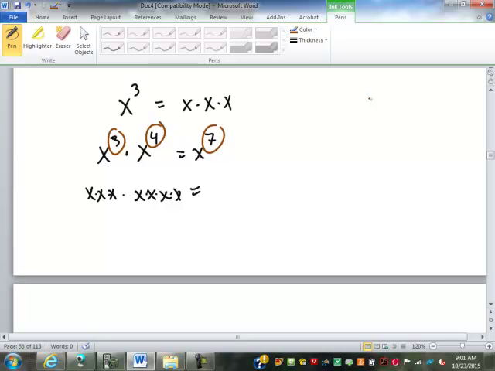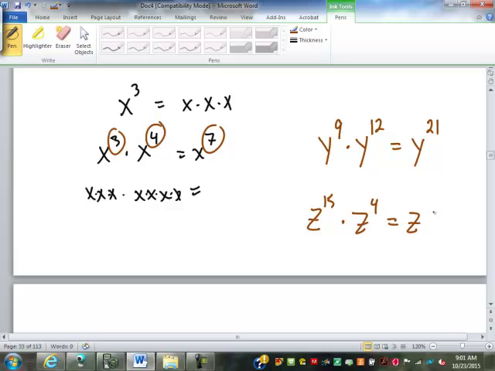Even though we're multiplying, the effect on the exponent, on the power, is that we add them together. So if I have y to the 9th times y to the 12th, I'm going to get y to the 21. 9 plus 12 is 21. Z to the 15th times z to the 4th is going to give us z to the 19th. Very good.